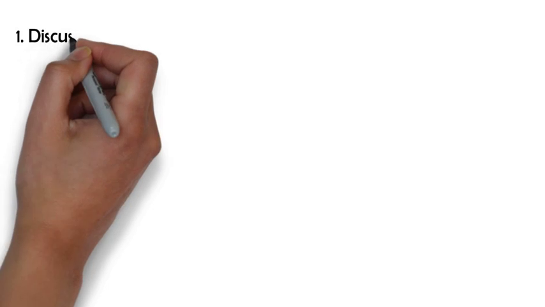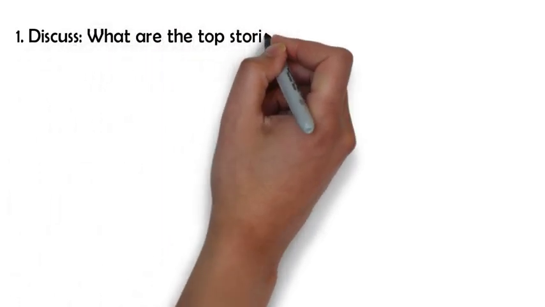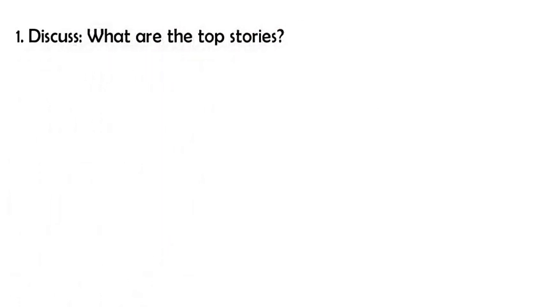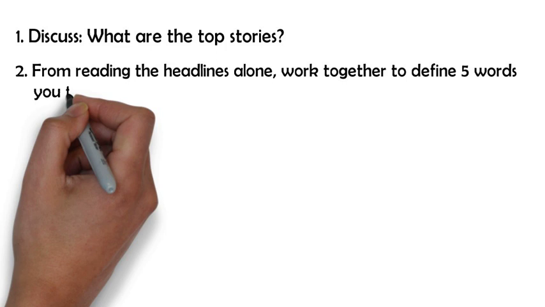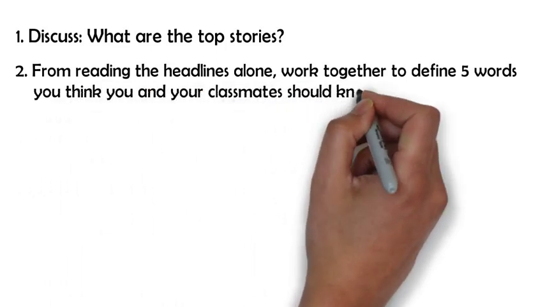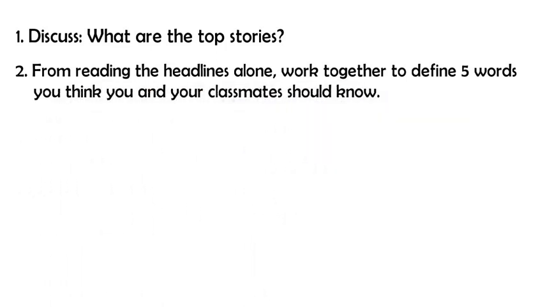For example, 1. Discuss. What are the top stories? This is just a quick task for a page overview. 2. From reading the headlines alone, work together to define 5 words you think you and your classmates should know. Here, students identify and fill gaps in their own vocabularies. Students can check definitions online while you monitor and check that those definitions are correct.